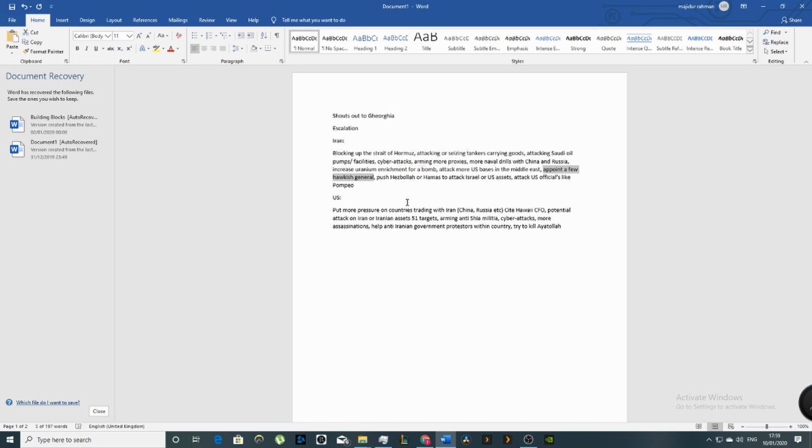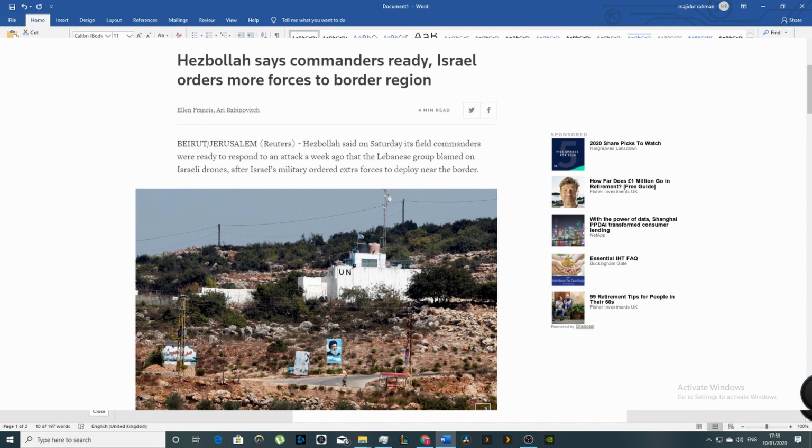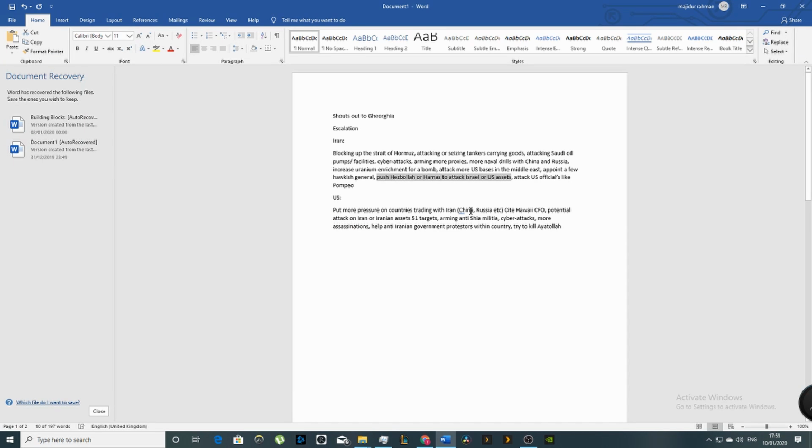I don't think that will happen. Some of these, obviously, there's a low chance of happening, and some have a high chance of happening. But the most important thing is these are things that could happen in theory. And that's the point I forgot to stress: in theory these things could happen. They could push Hezbollah or Hamas to attack Israel or other US assets. I'm not saying Israel is a US asset, but they could potentially arm Hezbollah more or Hamas more to attack Israel. Hezbollah did threaten that they had thousands of rockets ready to fire on Israel as well.